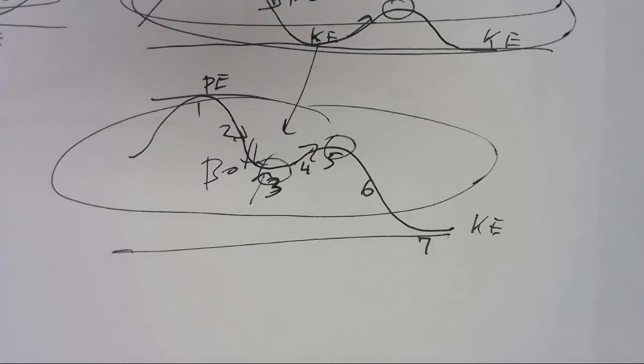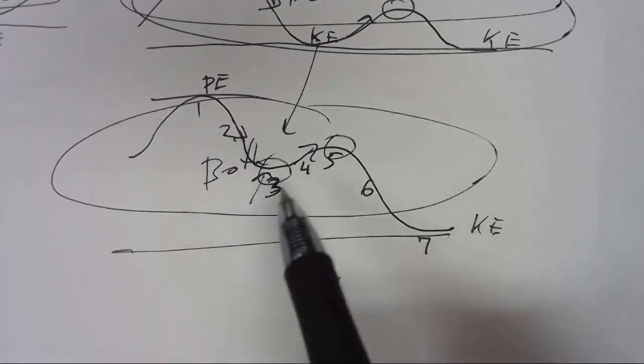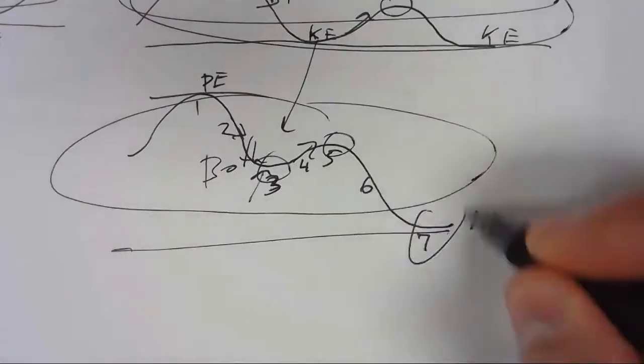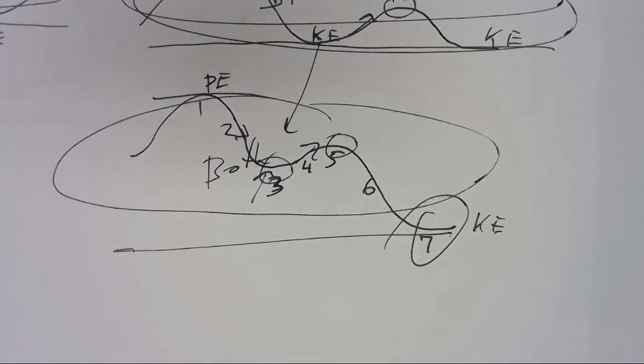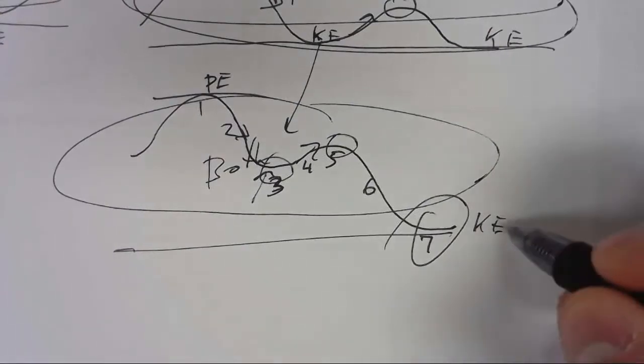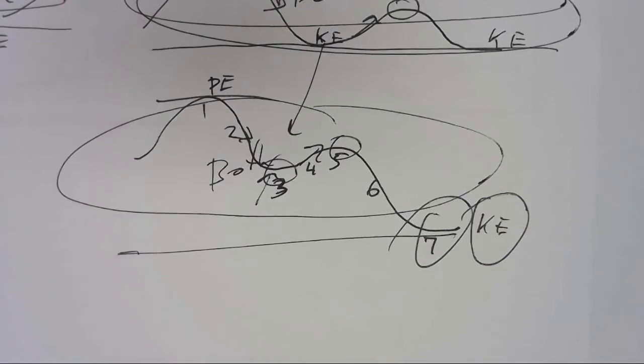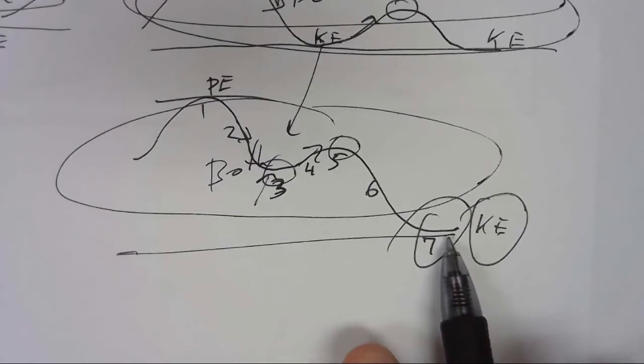So if you've thought about it, a lot of people say 2 or 3 or 6. The answer is 7. The answer is 7. We find the most energy at 7 simply because at 7, that's where the most kinetic energy is, and it's where the least potential energy is. There's no potential energy here because the height is gone.